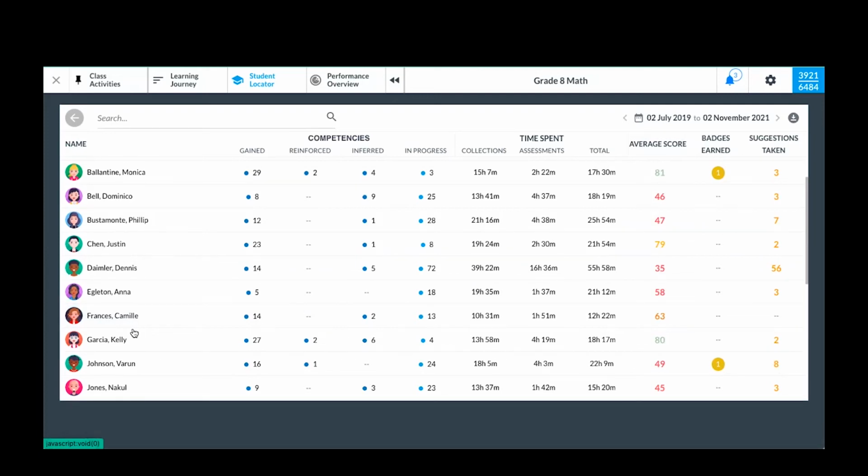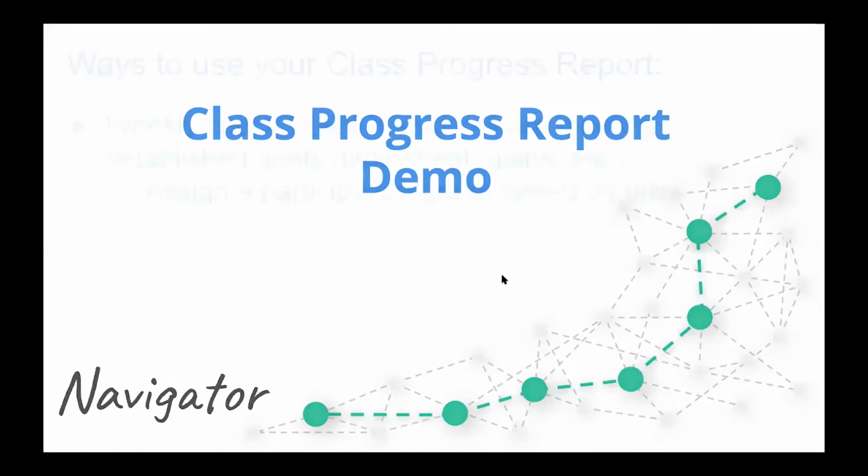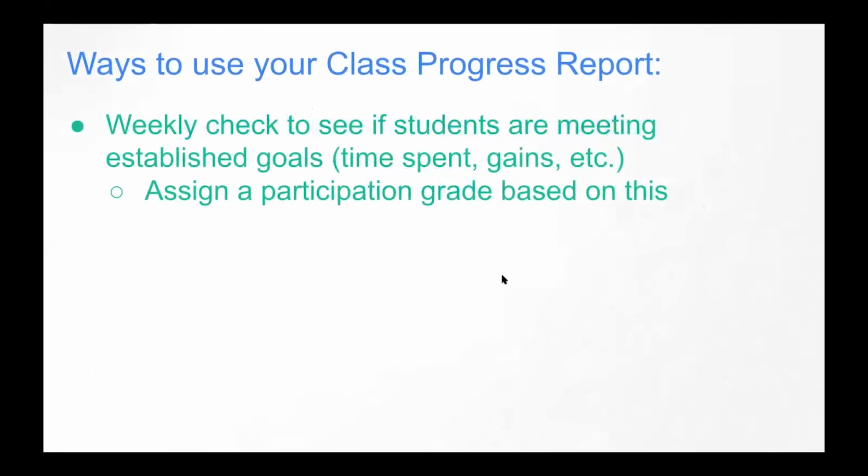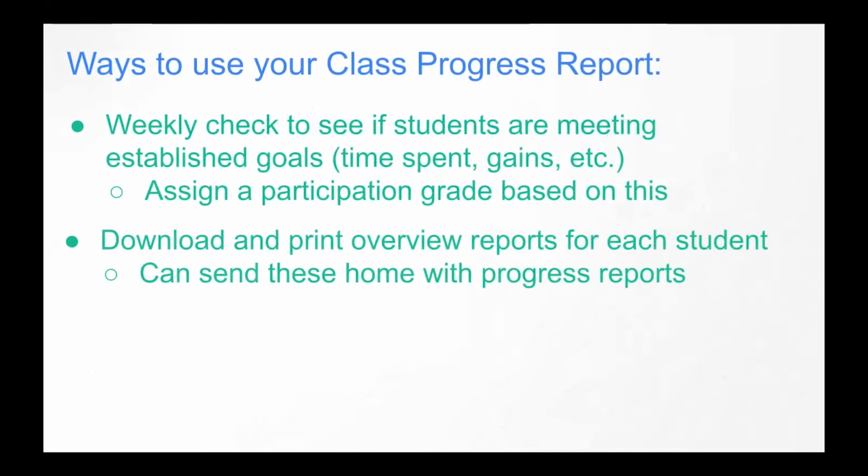So Dina will just review that, and then we'll make our way into use case 6. All right. So quick overview of ways you can use your class progress report. You can use it as a weekly check to see if your students are meeting pre-established goals. That could be something like the 45 minutes spent that Hannah used, or also like the 2 competencies gained a week. You can also use this to assign a participation grade to reinforce the student's habit building. You are able to download and print the overview reports for each individual student, so you can send those home with progress reports if you want.